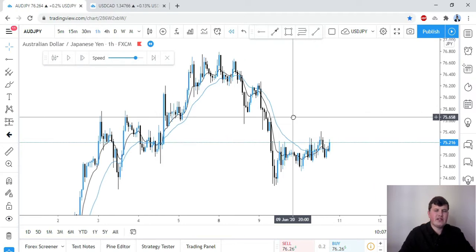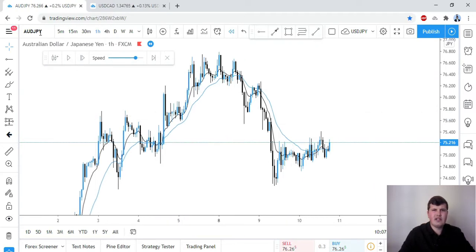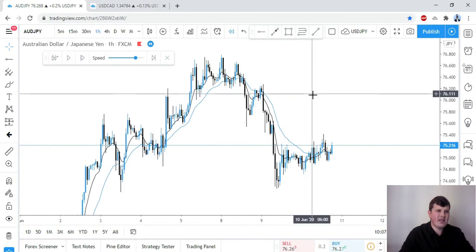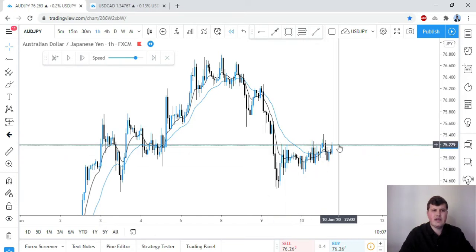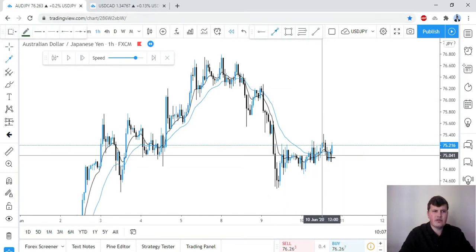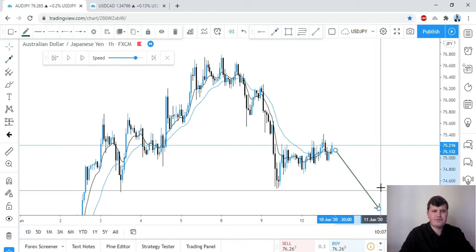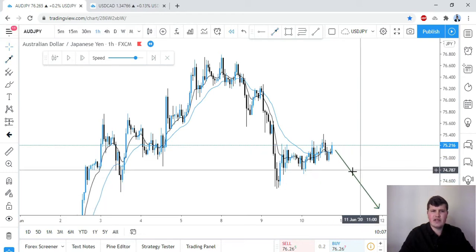And as you can see, this is the Australian dollar Japanese yen chart on a 1 hour time frame. And for those of you guys that don't know how a bearish flag works, it is a trend continuation pattern. So we expect price to continue lower when the chart pattern breaks.